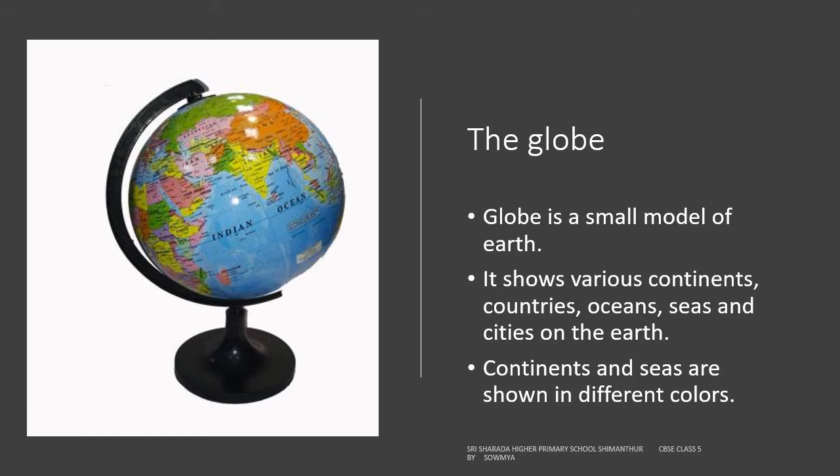We can see which country is smaller and which one is bigger. We can also see which countries are our neighboring countries and which are on the opposite side of the earth.